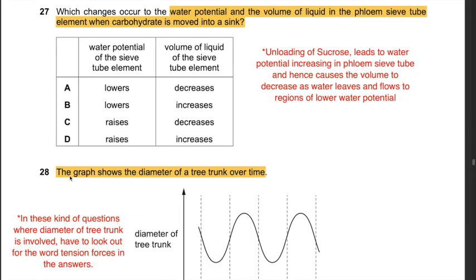Question 27. Which changes occur to the water potential and the volume of liquid in the phloem sieve tube element when carbohydrate is moved into a sink? This describes the unloading of sucrose. As the carbohydrate leaves the phloem sieve tube element and enters the sink, that leads to water potential in the phloem sieve tube increasing, and that causes the volume to decrease as water leaves and flows to regions of lower water potential. Therefore, the answer is C. Water potential of the sieve tube element rises, hence the volume decreases as water flows from higher water potential to regions of lower water potential.